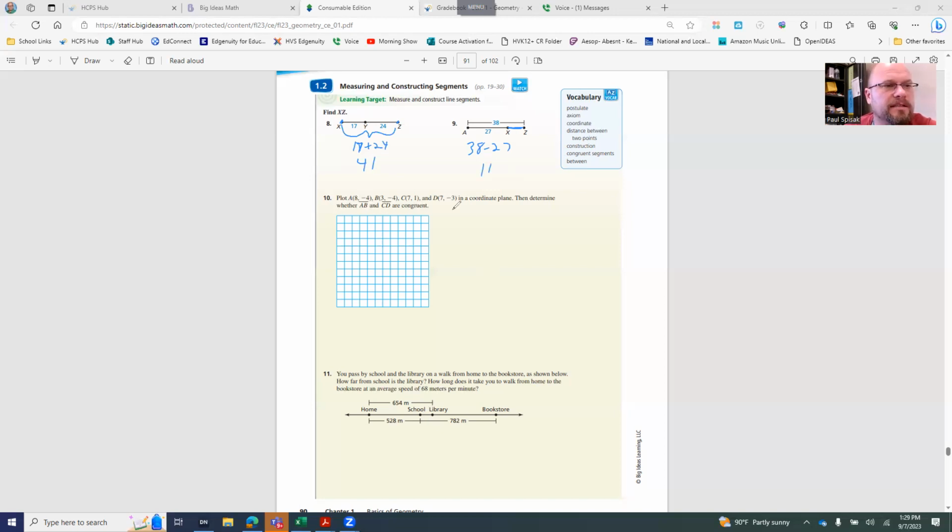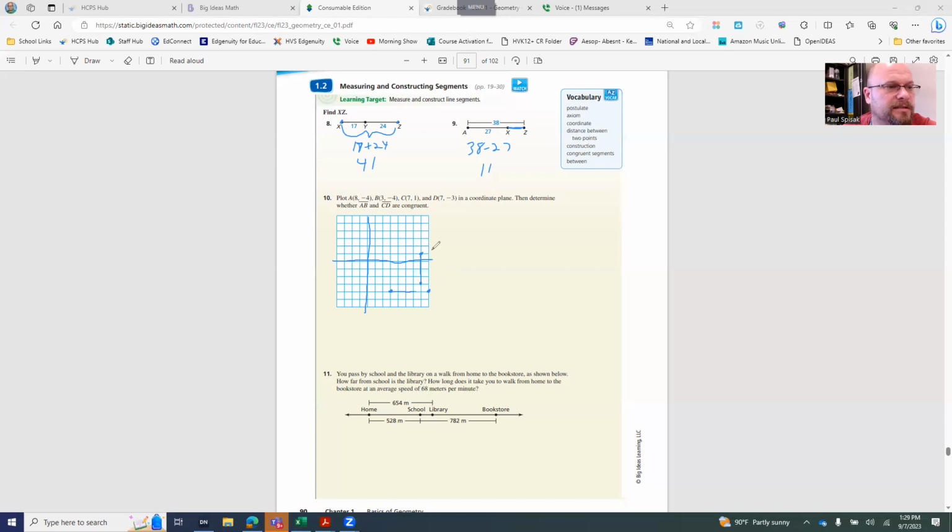On number 10, plot. Now, you already had them plotted if you did this on the computer. If you didn't do it on the computer, you have to plot them first. So I'm just going to sketch an X and Y axis here. 1, 2, 3, 4. That should be over far enough. So I have a point at 8, -4. 1, 2, 3, 4, 5, 6, 7, 8. I have a point at 3, -4. I have a point at 7, 1, and at 7, -3.